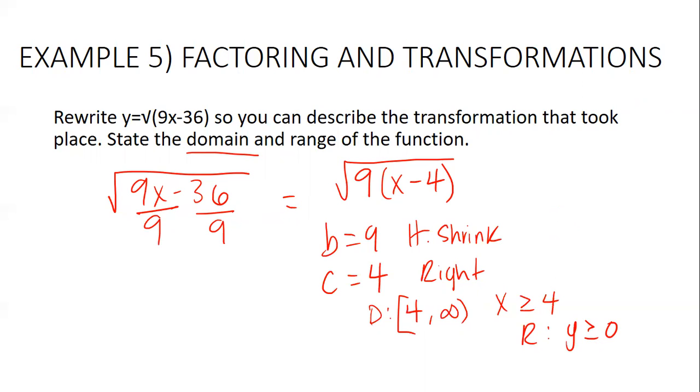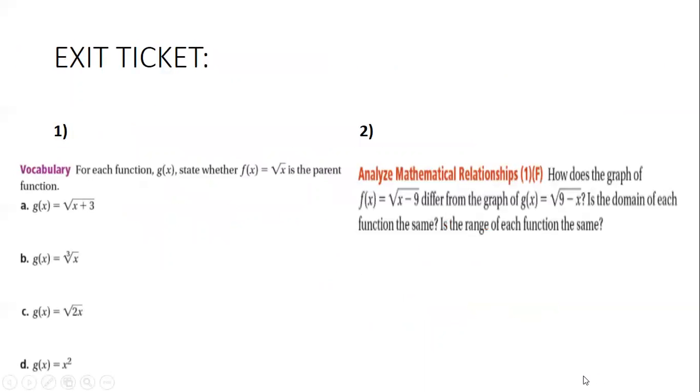All right. That concludes attributes and transformations of square roots. Your exit ticket was your what? Your do now.